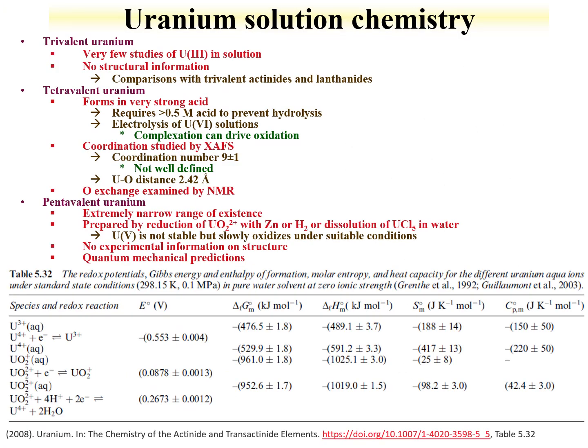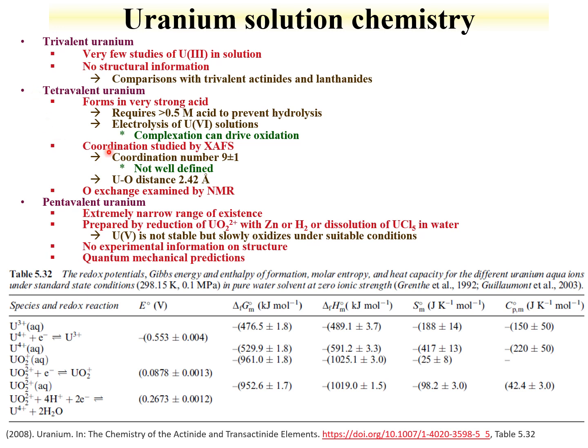An overview of uranium solution chemistry as a function of oxidation state is provided here. Uranium-3, as we showed with the EH diagram, is not stable in aqueous solutions, and there are very few studies of uranium-3 in solution due to this lack of stability. There's no direct structural information on uranium-3; however, comparisons with trivalent actinides and lanthanides can be used to lend information on the expected structure of uranium-3 compounds.